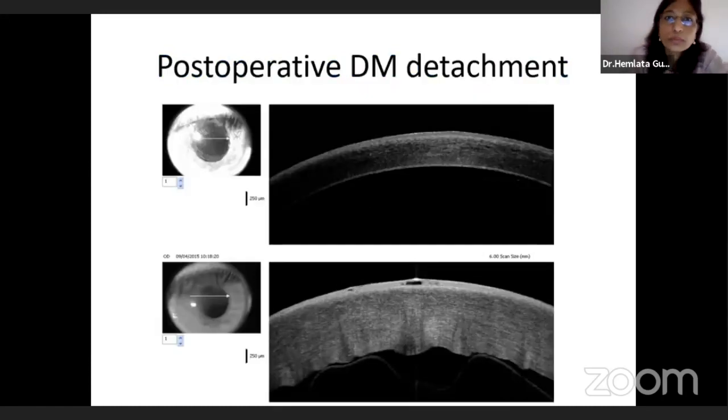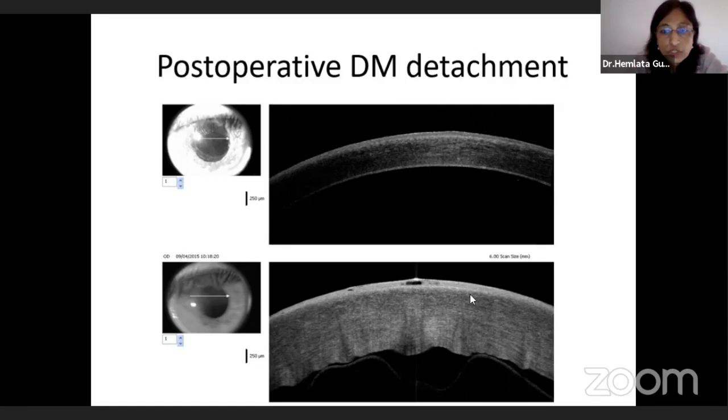Almost 14% of the DM detachments are actually picked up on anterior segment OCT. The reason is that on day 1, if there is significant corneal edema because of the DM detachment, we are not able to see whether the detachment is there or not, what is the extent of detachment, and whether it is linear or non-linear, on which our management will depend.